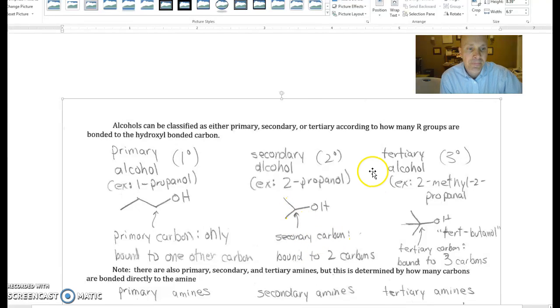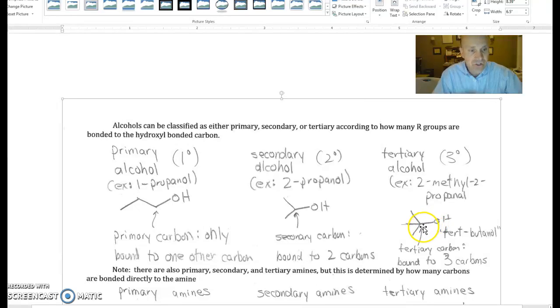The last type of alcohol is a tertiary alcohol. The IUPAC name for this is 2-methyl-2-propanol, but it's more commonly referred to as simply tert-butanol or T-butanol. The name that you should be responsible for would be this one right here, because that follows the IUPAC naming. And again, secondary can be abbreviated like this, tertiary like this.